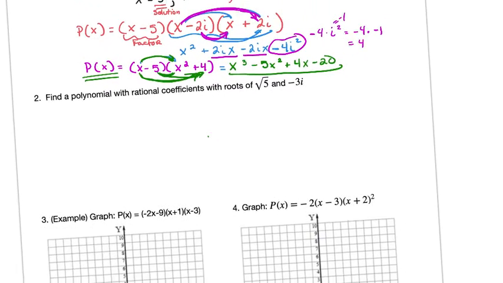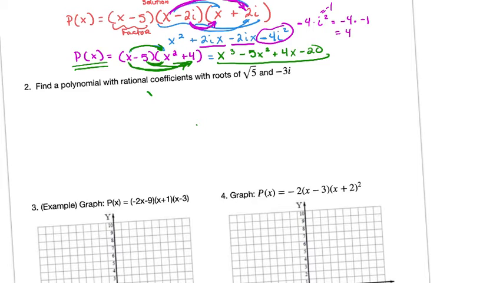Let's do the same thing here with number 2. Again, solutions, root 5. Radical solution, conjugate has to come with it, negative root 5. And then we've got negative 3i. Let's put x equals.